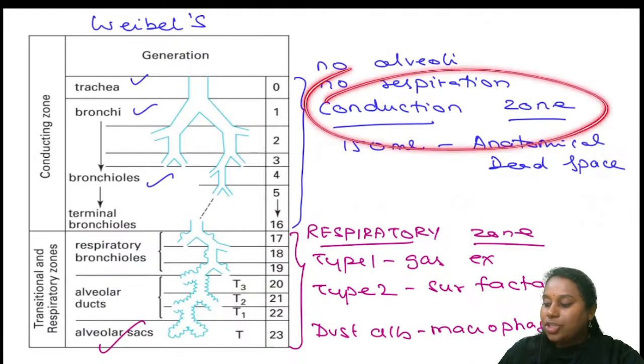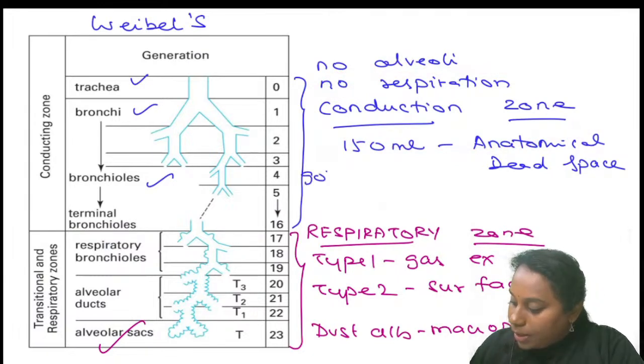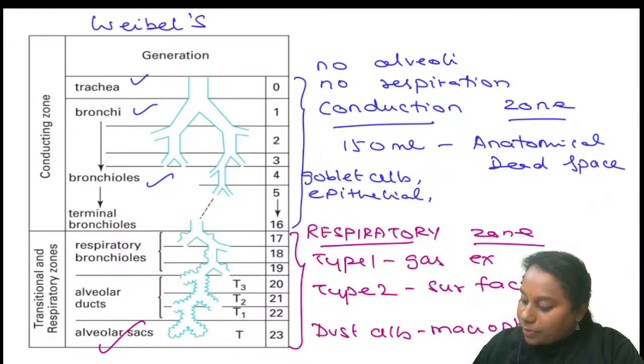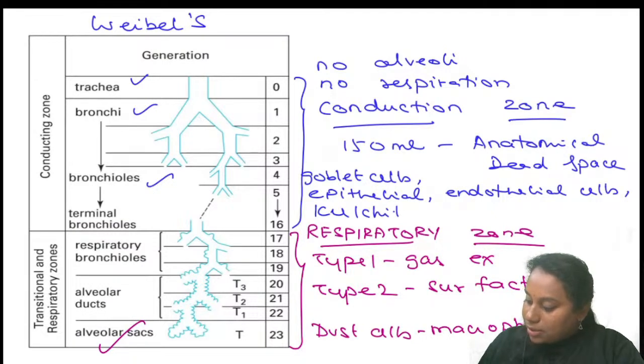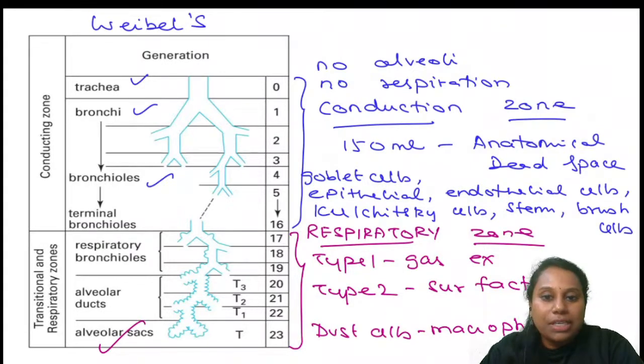What about the conduction zone? What are the cells that are present in the conduction zone? The conduction zone is made up of goblet cells, which produce mucus, epithelial cells, endothelial cells, Kulchitsky cells, stem cells and brush cells. All these cells are present in the conducting zone, whereas type 1 pneumocyte, type 2 pneumocyte and dust cells are present deep inside the respiratory zone.